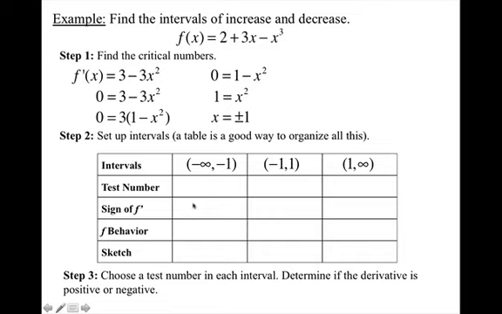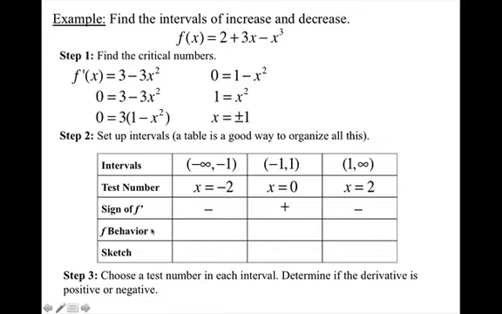So now I'm going to pick a test number in each interval. Determine if the derivative is positive or negative. So I'm going to pick negative 2, 0, and 2. You can pick different numbers as long as it's not the endpoints. Now I'm going to plug each of these x values into my derivative, and all I care about is whether or not the derivative is positive or negative. So when I plug in negative 2, I get a negative value out. When I plug in 0, I get a positive value out. When I plug in 2, I get a negative value out.